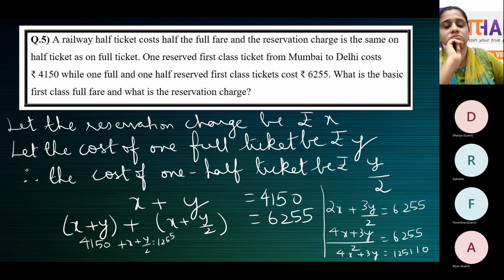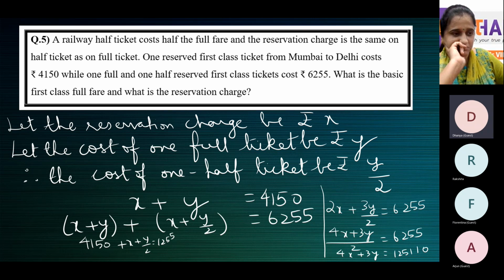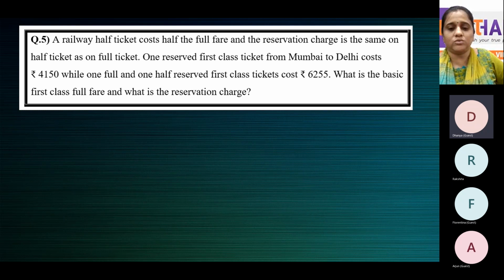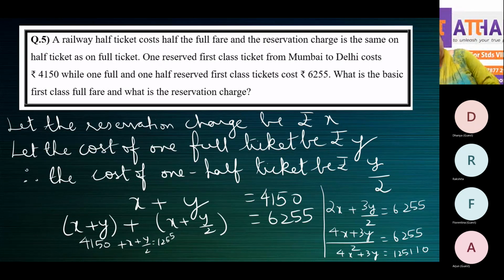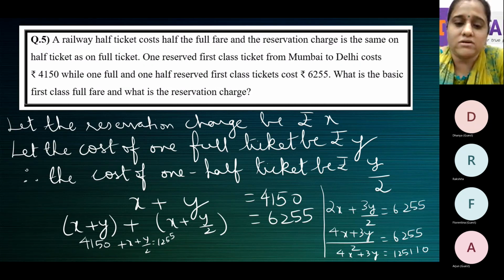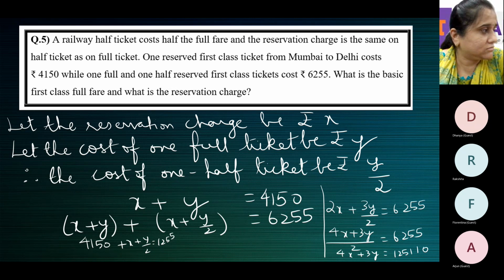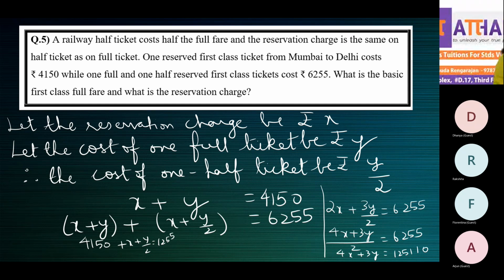Ma'am, I got x is 70 and y as 4080. 70 and 4080. No. No, Danya, I have different values. You want to ask me something?